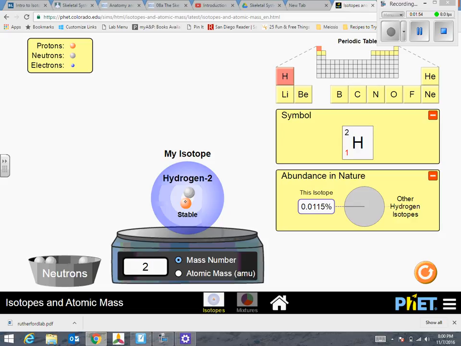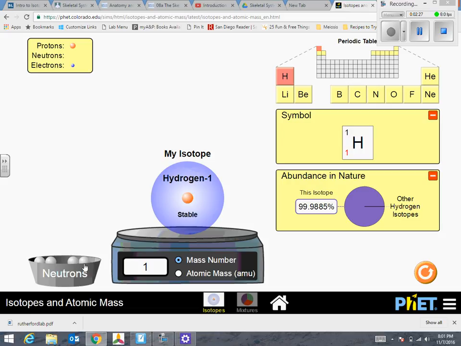So if we take a look at this animation, we start with the hydrogen atom here. We have hydrogen 1. And this is a stable atom. And the relative abundance of this isotope in nature is 99.9885%. Other hydrogen isotopes are just shown by that little sliver in the pie chart. So this is the most abundant and stable atom of hydrogen that we can create. It's got one proton and one electron in the electron cloud that surrounds it.